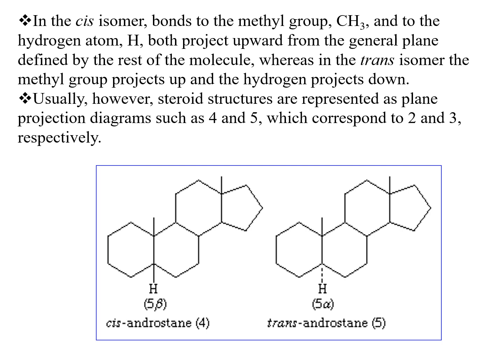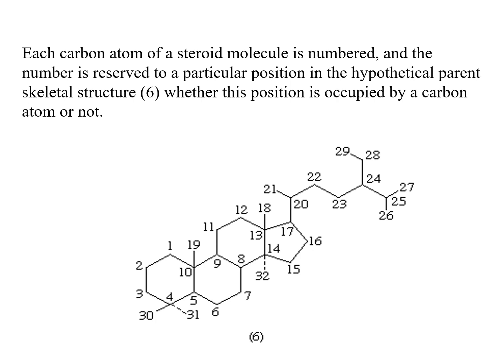Usually, however, steroid structures are represented as plane projection diagrams, such as 4 and 5, which correspond to 2 and 3 respectively, meaning cis androstane and trans androstane. In cis androstane, both hydrogen and the methyl group are projected in the same direction, whereas in trans androstane, the hydrogen and the methyl are attached in opposite directions. Each carbon atom of the steroid molecule is numbered, and the number is reserved for a particular position in a hypothetical parent skeletal structure, whether this position is occupied by a carbon atom or not.